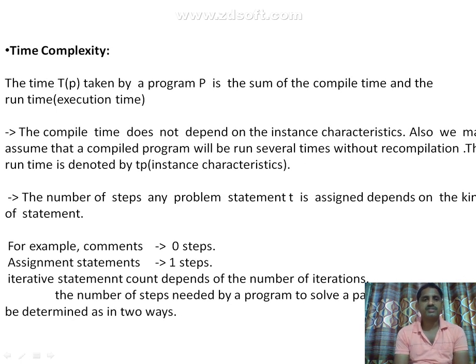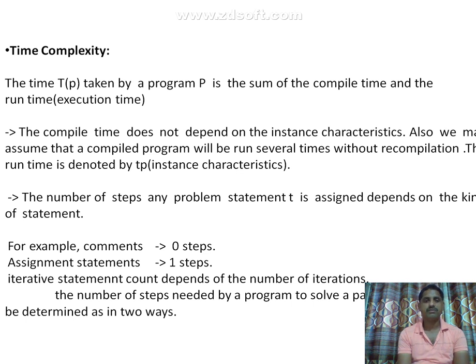Next, time complexity. The time T(P) taken by a program is the sum of compile time and runtime. That means how much time is required to run a particular program, a particular algorithm. It is called the time complexity. The compile time does not depend on the instance characteristics. Also, we may assume that the compiled program will be run several times without recompilation. This runtime is denoted by the instance characteristics.